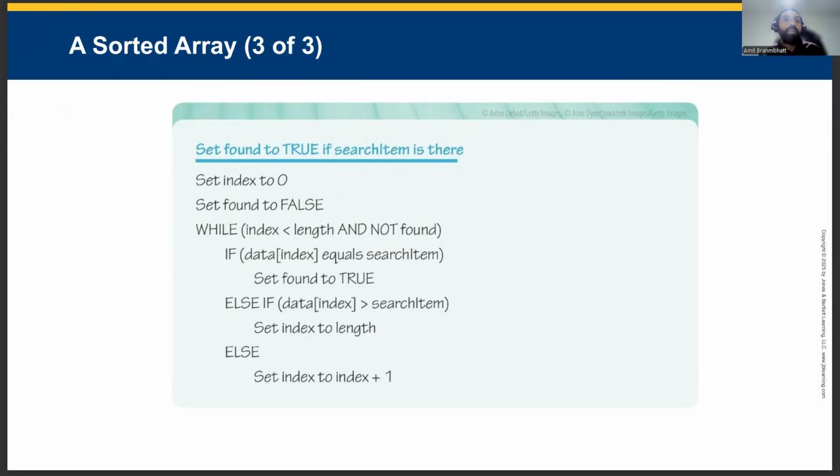And basically the conditions, if you look at the if else block of the algorithm, it sets the found to true when data at that index equals the search item. And basically it will break out of the loop if any of the if else if conditions are met. So let this algorithm sink in, for sorted array.